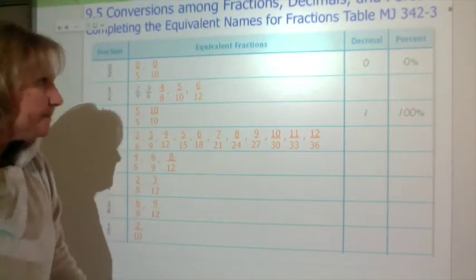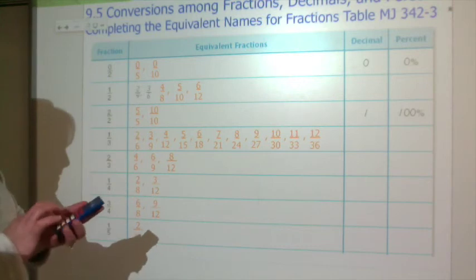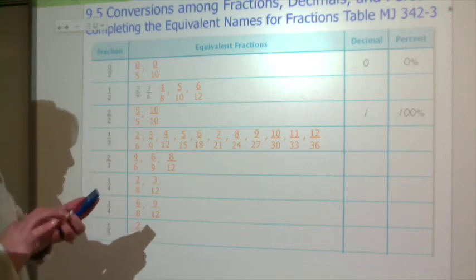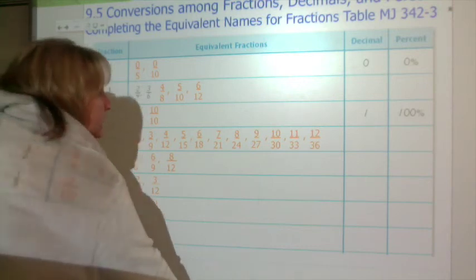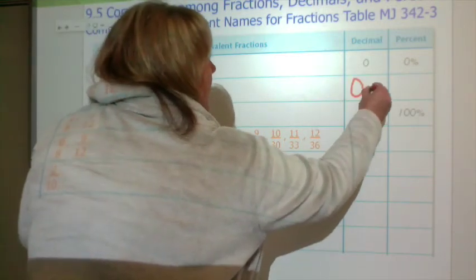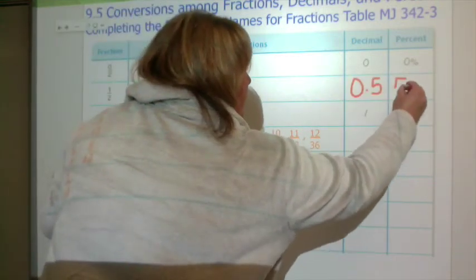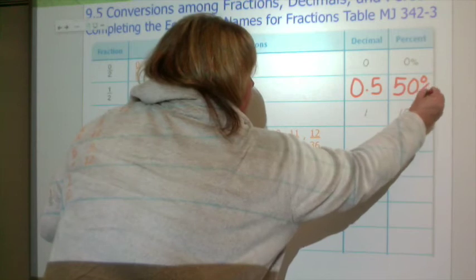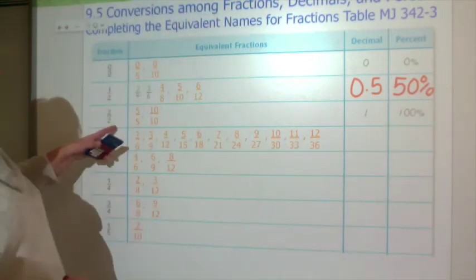I'll show you what I mean. 1 divided by 2, we already know what this is going to be. That means your decimal is going to be 0.5. My percent is going to be 50. Let's do the next one. We've already done this one.